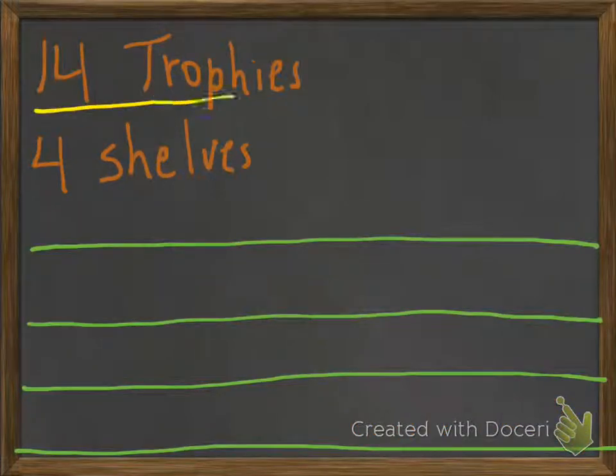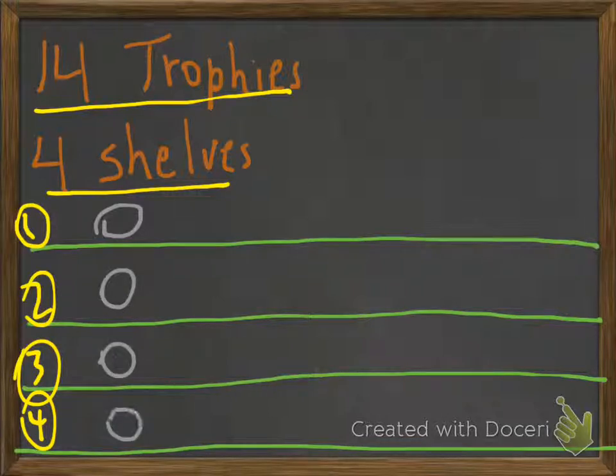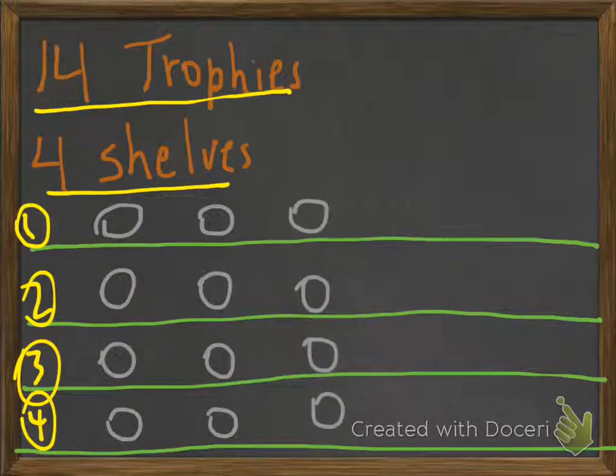So we have our 14 trophies, 4 shelves. Here's shelf 1, 2, 3, and 4. And so we can just start putting them in. So let's go ahead and put in each trophy. We can do trophy 1, 2, 3, 4, 5, 6, 7, 8, 9, 10, 11, 12, 13, 14. Well, that's all 14 trophies, except we have a problem.